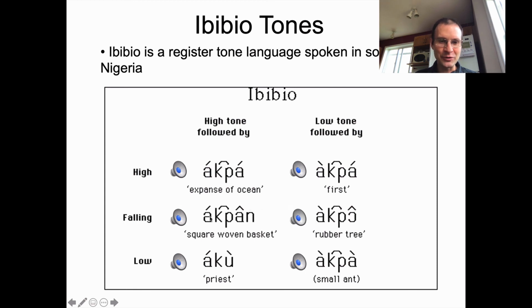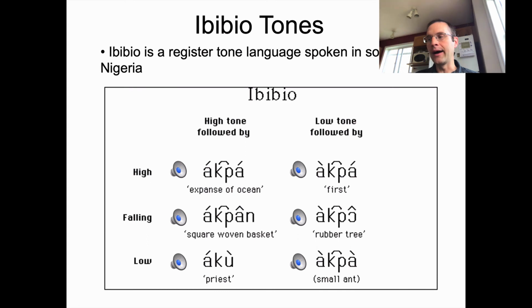Right, so this one starts out high. This one starts out low. So it has to pop up to get to the right spot for the falling tone to begin in that particular case. Okay, that's how tones work in Ibibio.